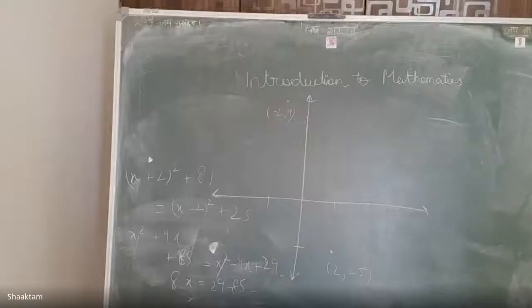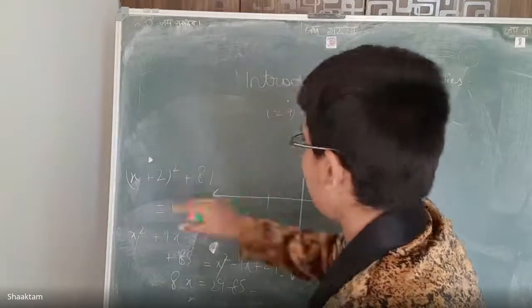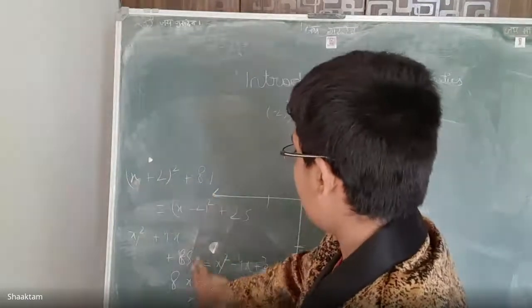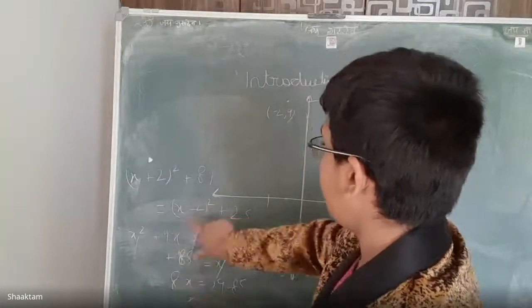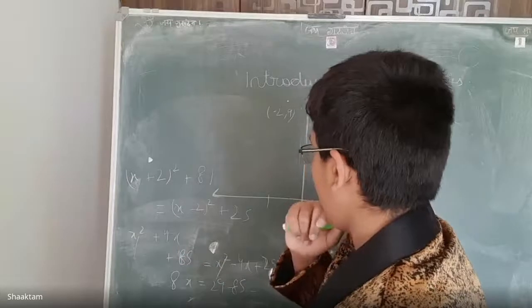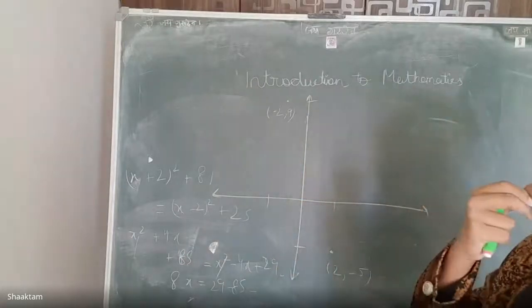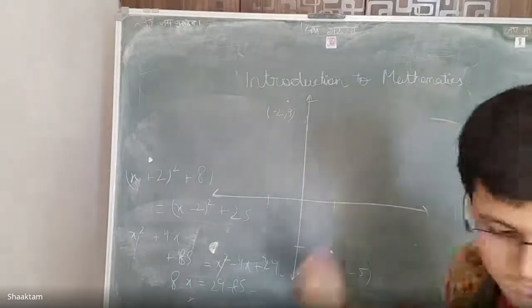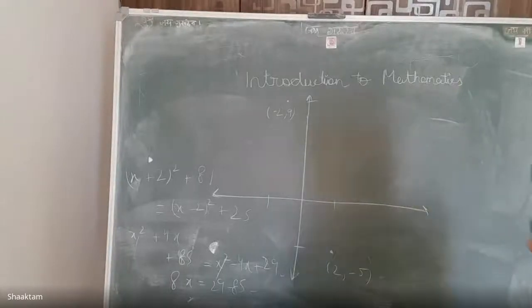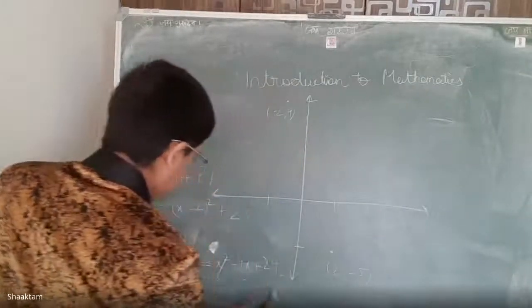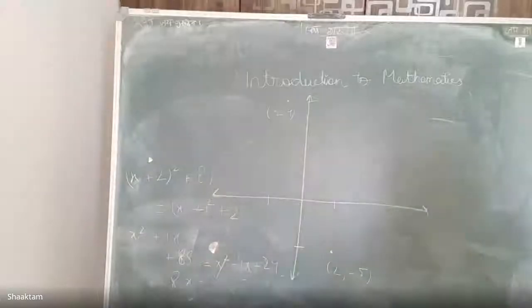Minus 8. No, minus 7. It will be minus 7. You made a calculation mistake. 29 minus 85. Wait, 81 plus 4 is 85. 25 plus 4 is 29. 29 minus 85 will be minus 56, so x is minus 7. Acha, okay. Minus 7. The point is (-7, 0).